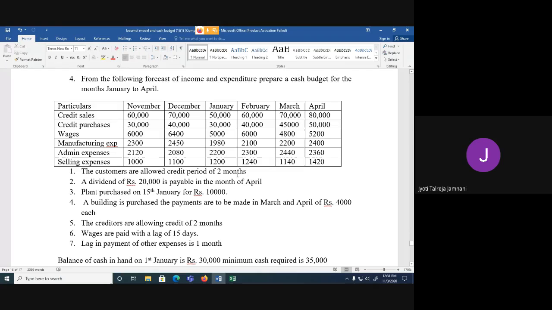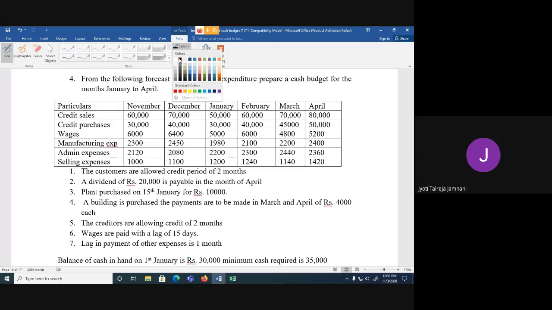The customers are allowed credit period of 2 months. So we are going to give 2 months credit to the customers. Customers are nothing but the person to whom we have sold goods. So credit sales will be getting 2 months credit. So when it is 2 months credit, that means whatever you have sold in November will be paid in January. After 2 months, that is November, December will be the gap.